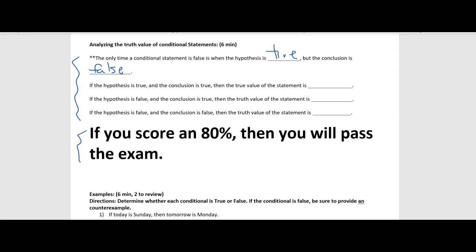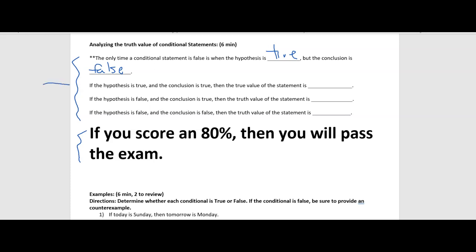So if we look down here, where it says, if you score an 80%, then you will pass the exam. So if you could find an example where someone scored an 80%, but they didn't pass the exam, then this conditional statement would be false.